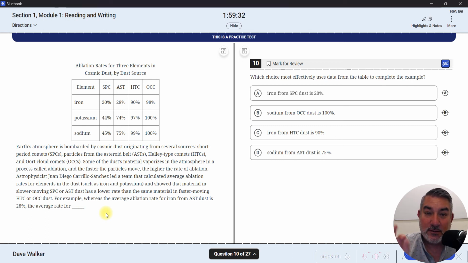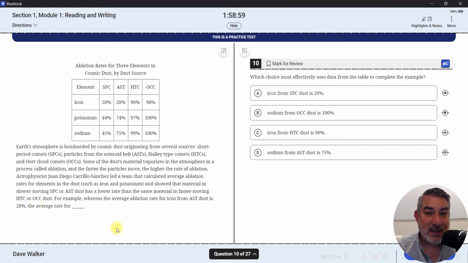And you're going to simplify the claim and predict the basic categories of information that you should expect to see in an answer choice that's supposed to support this claim. Well, what's going on? Let's take a closer look at the claim. Material in the slower moving dust, that's SPC or AST, has a lower rate than the same material in the faster moving dust, which is HTC or OCC.